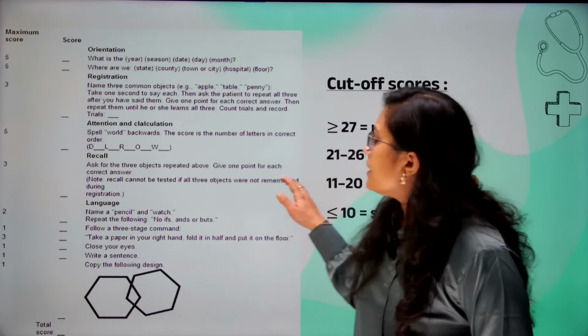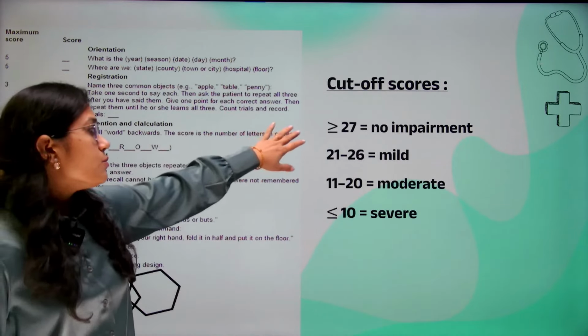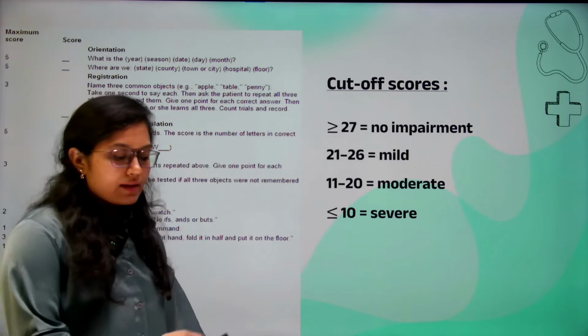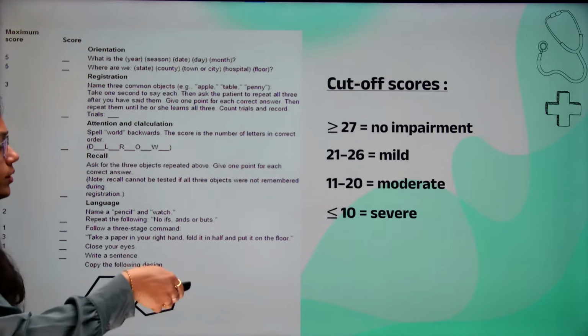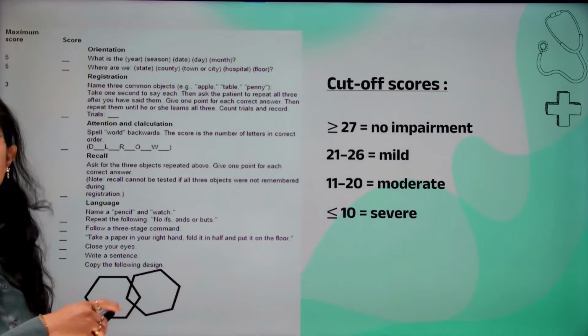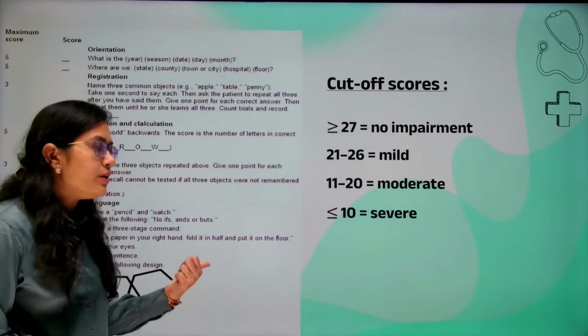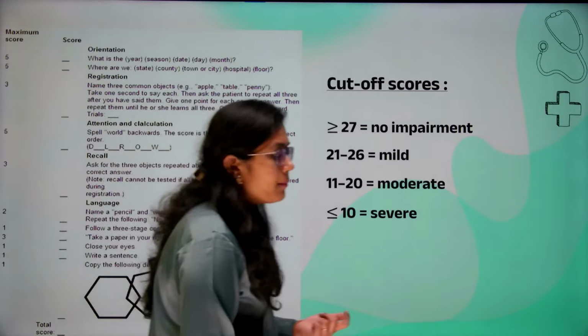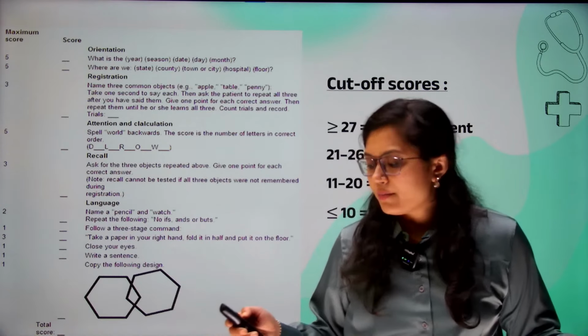This is the basic interpretation score of the MMSE. If it is more than or equal to 27, there is no impairment. If it is 21 to 26, that is mild impairment. If it is 11 to 20, that is moderate impairment. And if it is less than 10, then severe impairment would be present.